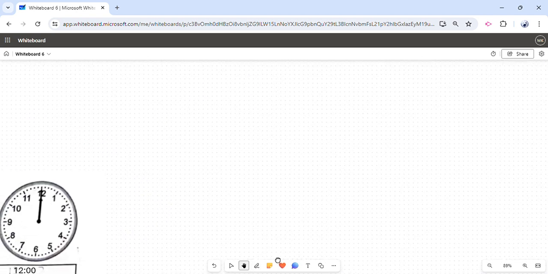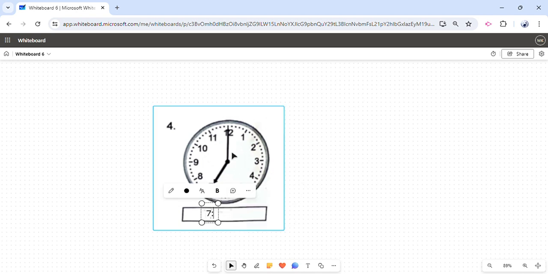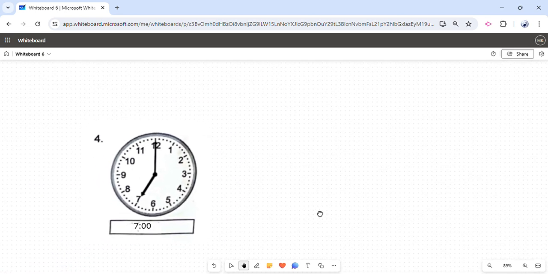For the fourth question, we have this clock, and the hour is exactly at 7, and the minutes is exactly on 12, so we don't have to count anything. So it's 7 o'clock. The time is 7 o'clock for number 4.